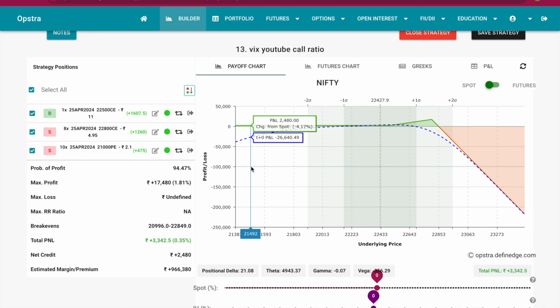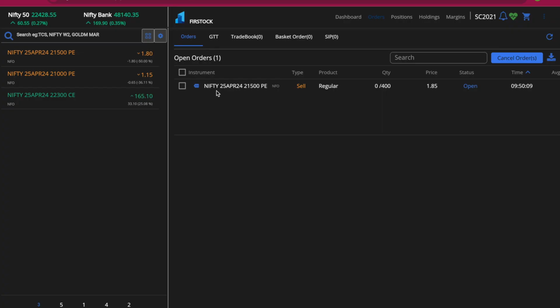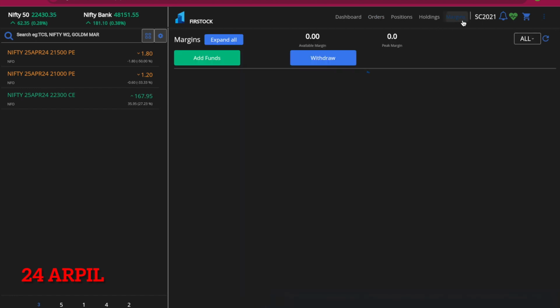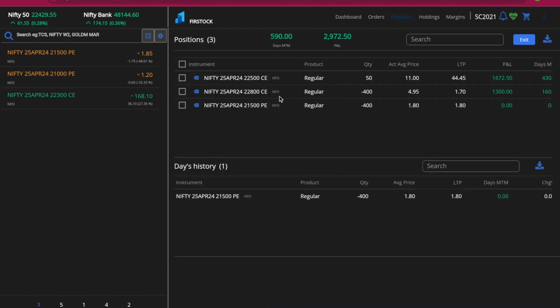21,500 PE will come somewhere around here. That's what we are selling, and it is at 1.8 rupees. We will just sell this. Yes, so margins are okay.